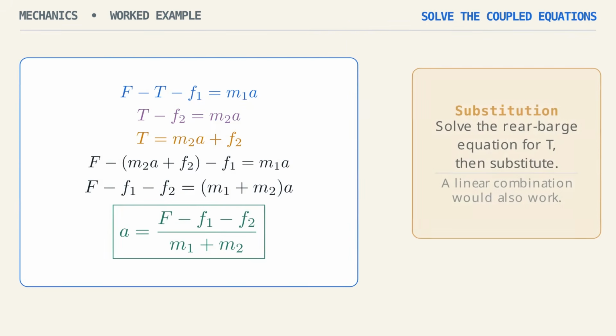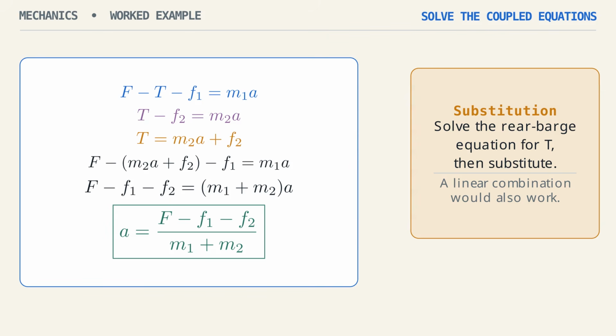Use substitution to solve the pair consistently. From the rear barge equation, tension equals M2A plus F2. Substitute that entire expression for T in the front barge equation. After collecting terms, F minus F1 minus F2 equals the combined mass times A. Dividing by M1 plus M2 gives the acceleration. Adding the two original equations would eliminate tension more quickly, but substitution makes the connection between the equations explicit.